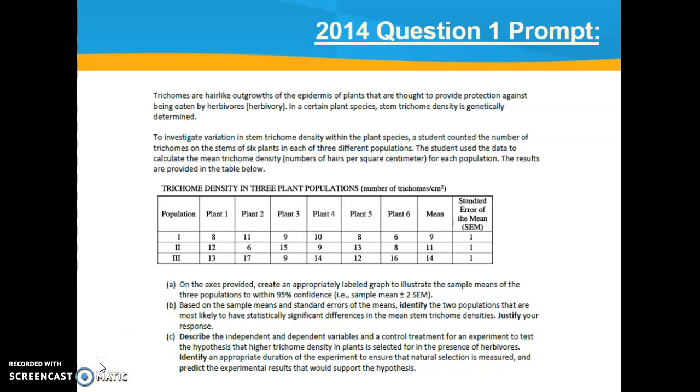A few things to point out in this prompt: number one, they're talking about these things called trichomes. On the exam, they are going to give you a real biological scenario that you most likely have never seen before. We never talked about trichomes unless we did this question together in class. You are not expected to know what trichomes are. If you look at the prompt, they tell you exactly what they are, their purpose, and where they're located. So don't get stuck on the trichome and what that is. They give you the background information up here.